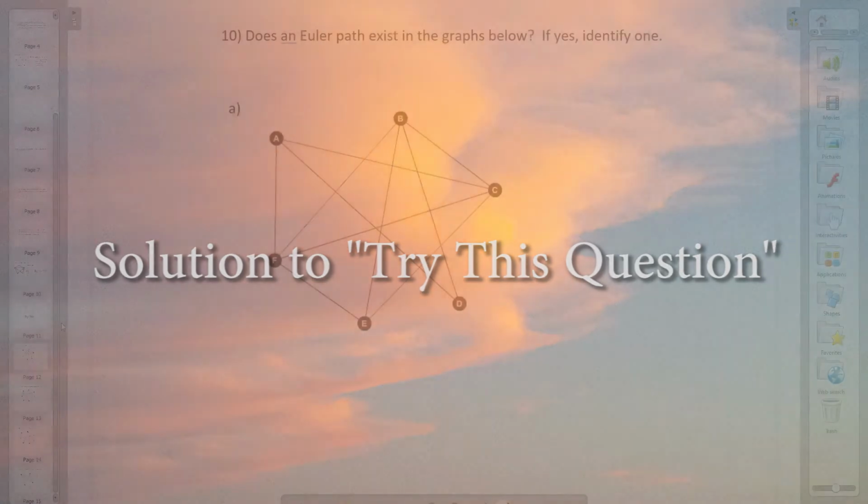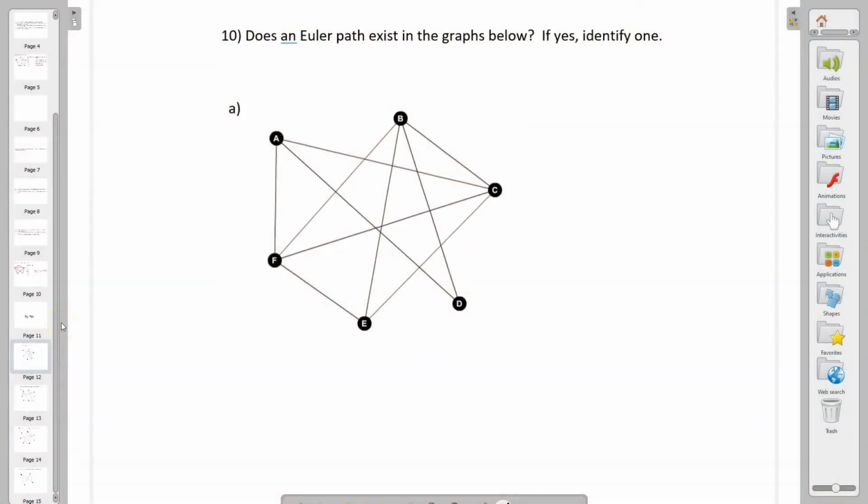We're asked to find if an Euler path exists in the graph below, and if it does, to identify it. To determine whether an Euler path exists, first of all, we need to check the degree of every single vertex. Vertex A has a degree of 3. Vertex B has a degree of 4. Vertex C is 4. D is 2. E is 3. And F is 4 as well. In a quick view, we can see that we've got two vertices that have a degree of 3, which are odd numbers. So we know that we can have an Euler path in this graph.